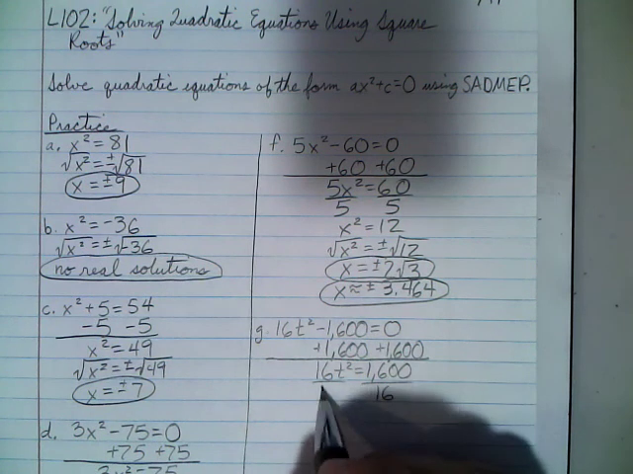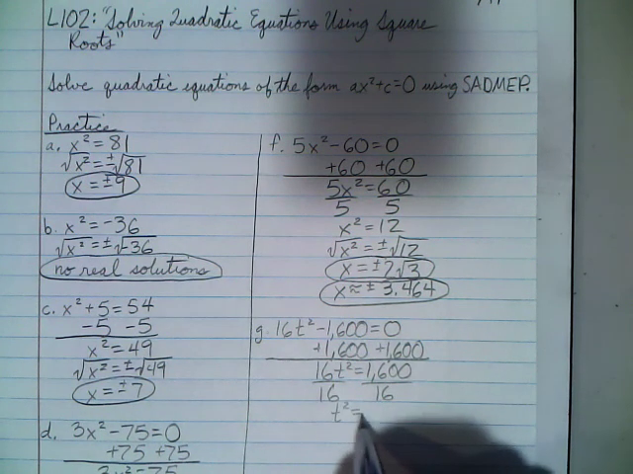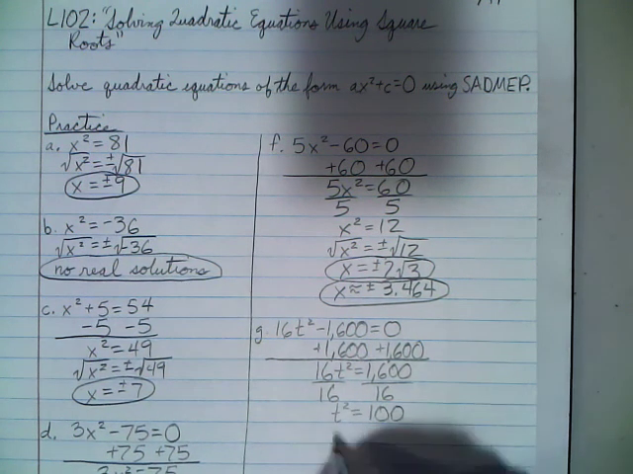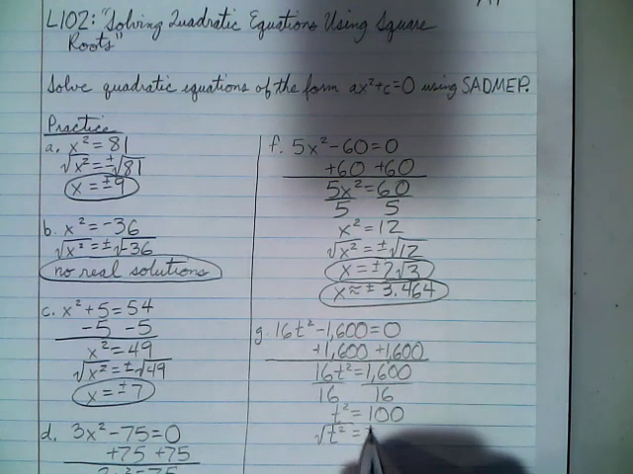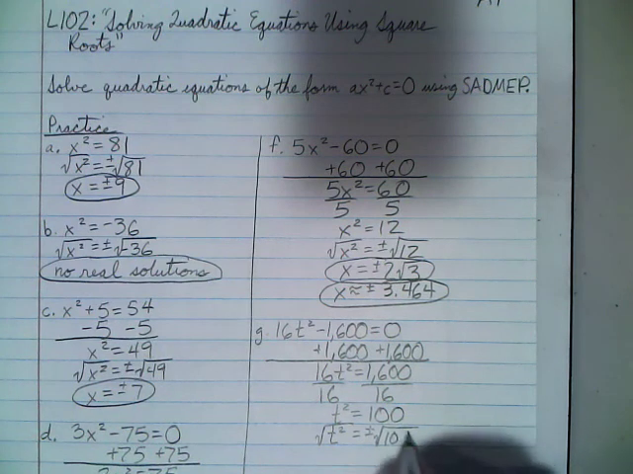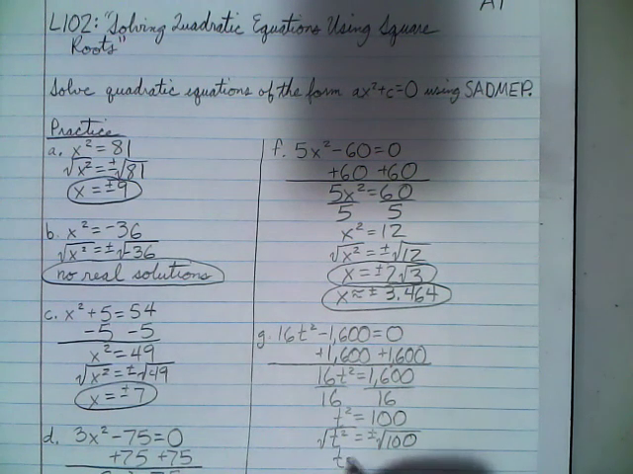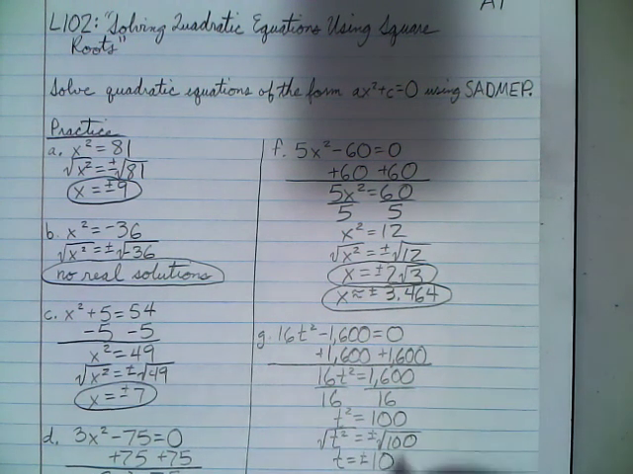Divide both sides by 16. t squared therefore equals 100. And then take the square root, true square root, of both sides. And therefore t equals plus or minus 10.